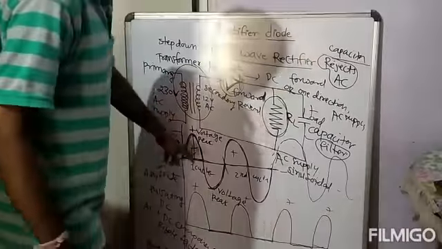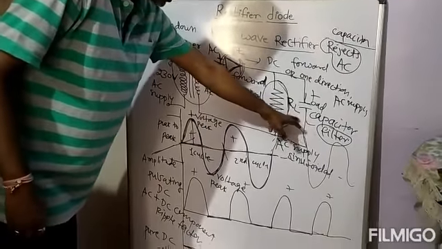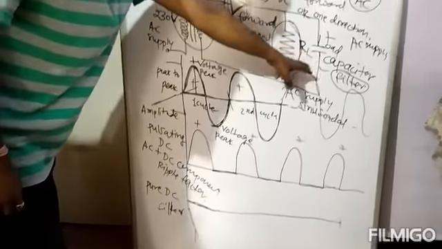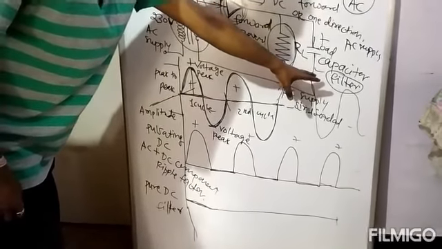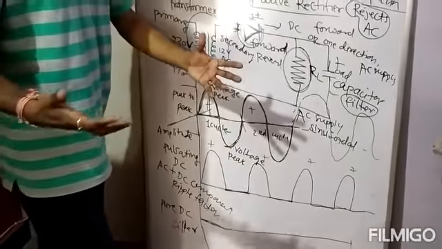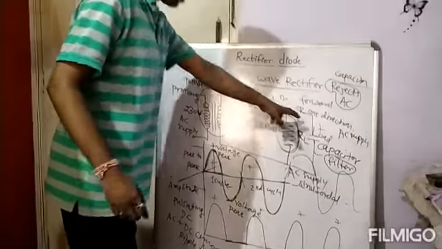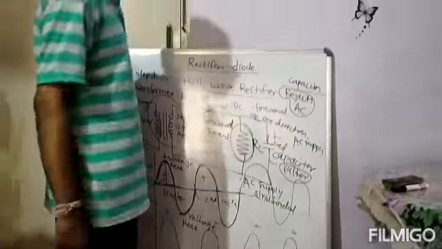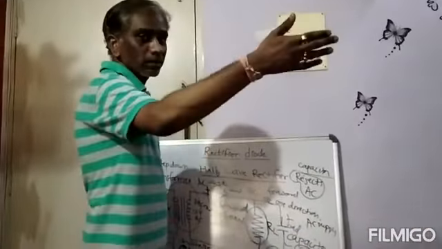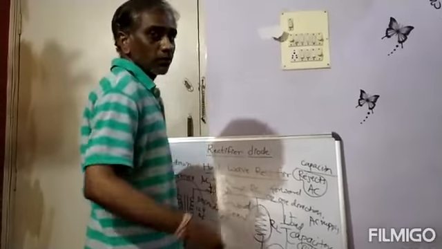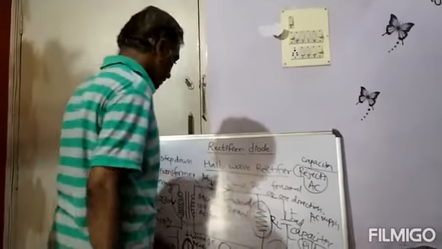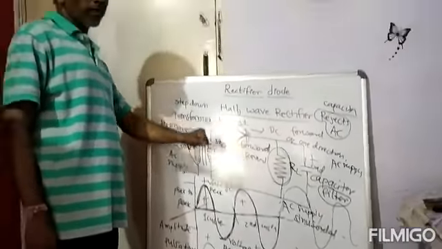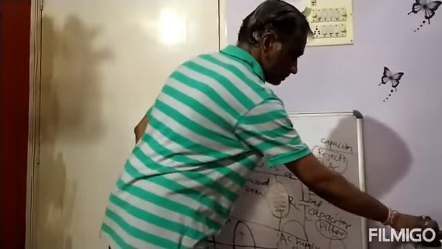So for that, I will connect a capacitor in parallel. Whenever I connect a capacitor, it works as a filter. Filter means it filters the supply, because it rejects the AC supply and allows the DC supply to flow, or it stores the DC supply and provides that DC supply to the forward circuit or the coming circuit. So in this way, the half wave rectifier works.